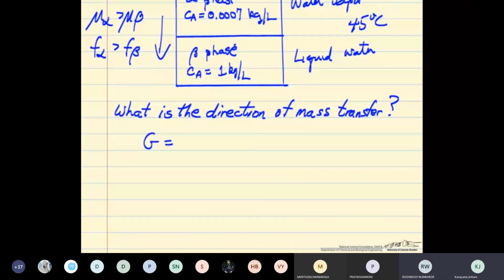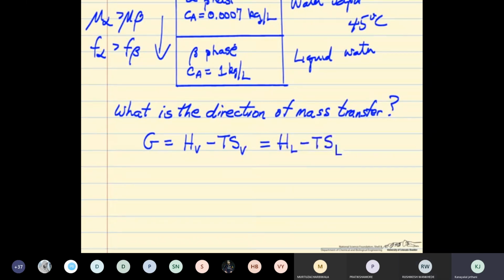We'll look at this a couple ways, but the Gibbs energy in the vapor phase would be the enthalpy per mole or per kilogram in the vapor phase minus the temperature times the entropy in the vapor phase. And at equilibrium, that enthalpy in the liquid phase minus TS, so G in the vapor phase, G in the liquid phase, those are equal at equilibrium. That turns out to be our criterion for equilibrium.